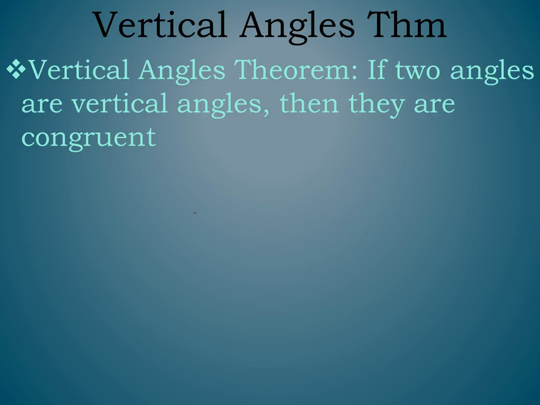We're also going to prove the vertical angles theorem. This states if two angles are vertical angles, then they are congruent. We've used this concept in a previous section, but now we're going to prove why it actually is true. Where does that come from?